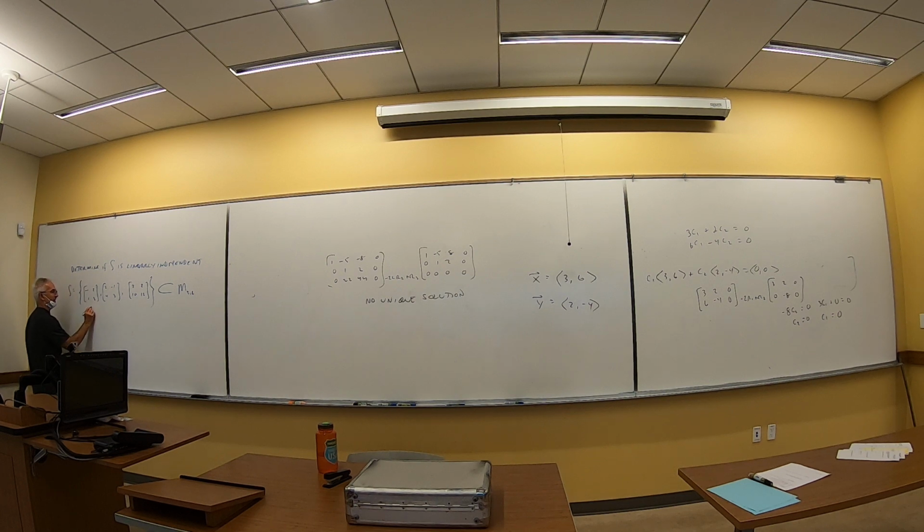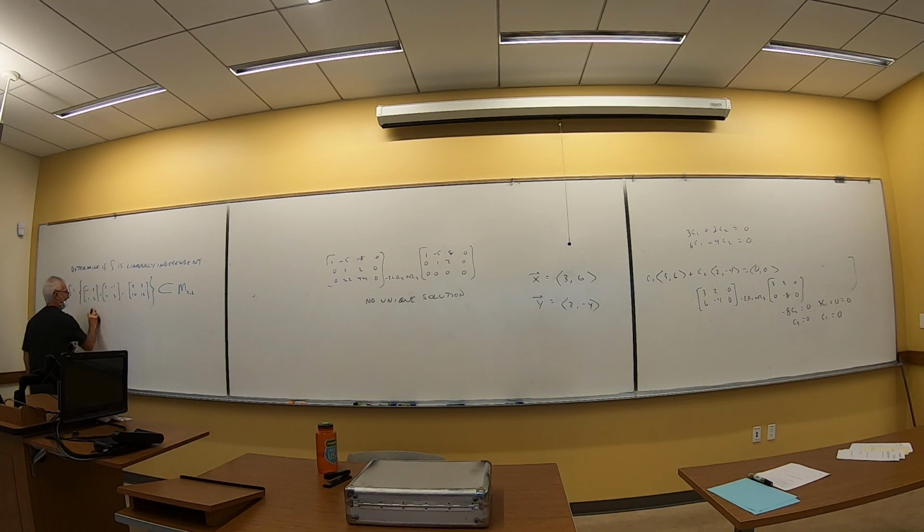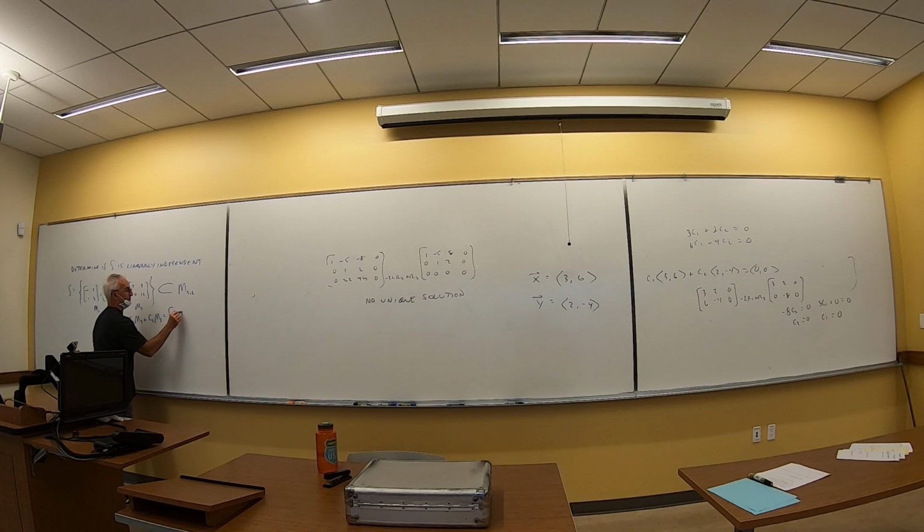Let's call these, so how about A, B, C? I like being lazy. Sorry, not A, B, C, but M1, M2, M3. I'm using C as a coefficient, so A, B, C wouldn't really be a good idea. So I have C1 of matrix 1 plus C2 of matrix 2 plus C3 of matrix 3 equals what? Zero. How would you write that? The zero matrix. The 2 by 2 zero matrix.